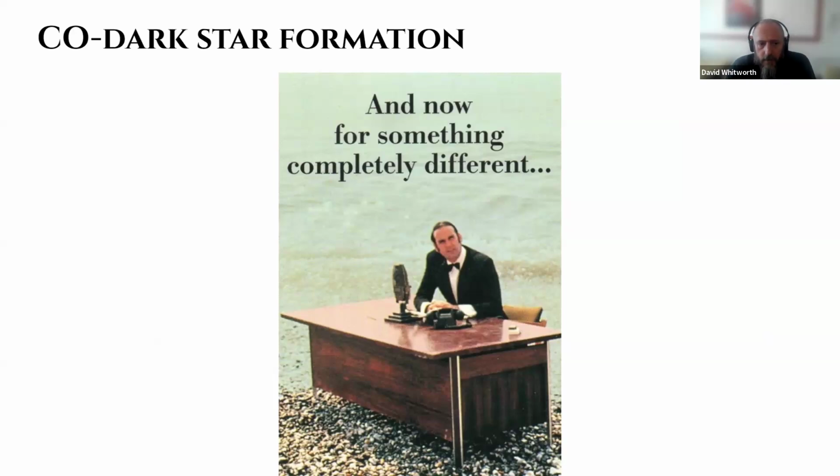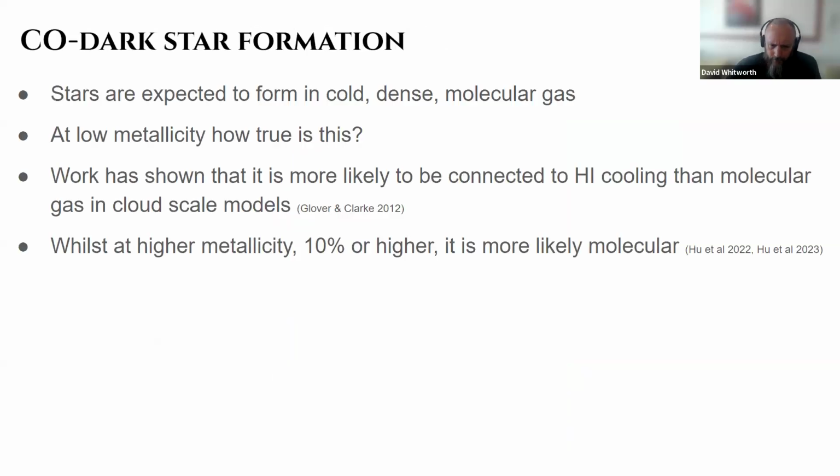But moving on from there, a paper I've just submitted. This is on CO dark star formation. This is the last project from my PhD. It's taken some time to get published for various reasons, but it's now on the archive. So why is this important? Why CO dark? Stars are expected to form, as we know, in cold, dense molecular gas. However, there has been work that has shown at low metallicity, this might not be true. So the work of Glover and Clark in 2012 connected it to HI cooling and just dense atomic gas rather than molecular.